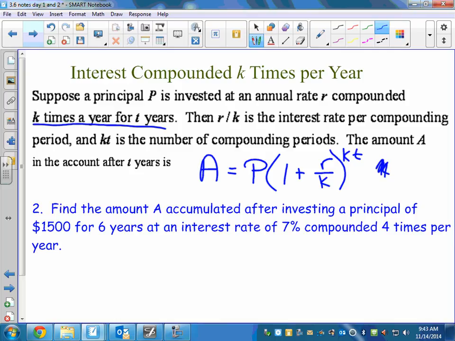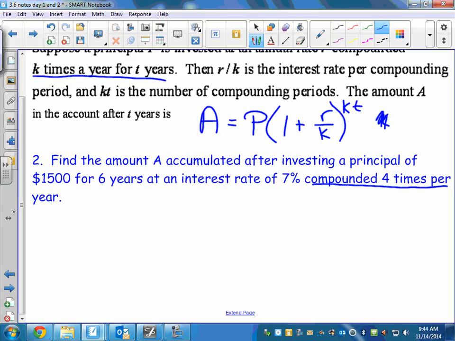But now look at this. It says, find the amount accumulated after investing a principal of $1,500 for 6 years at an interest rate of 7%. Same problem we just did, except now we're compounding 4 times a year. And oftentimes that will be said quarterly. Quarterly means 4. 4 quarters, $1, because it's 1 quarter, $1. 15 minutes is a quarter past the hour, is 15 over 60.